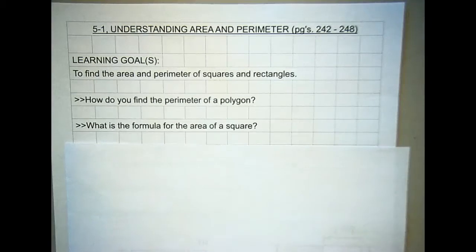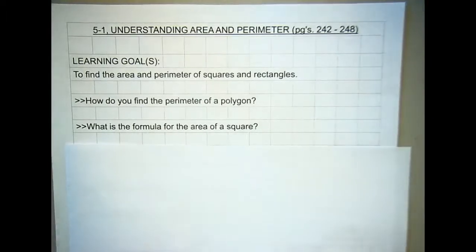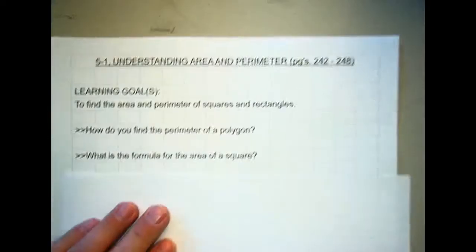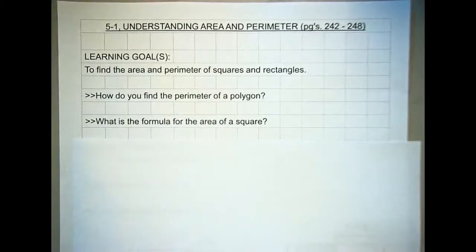Okay, notice I decorated our note page here with squares and rectangles. It's actually because this is done in Excel and I just forgot to hide them in that. But it really goes along with the theme of area and perimeter, I think.